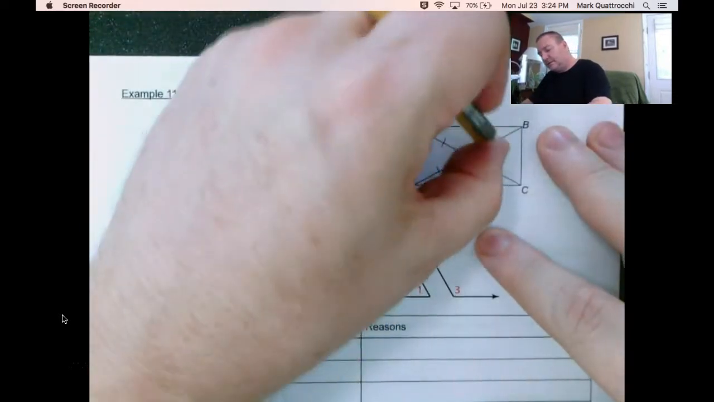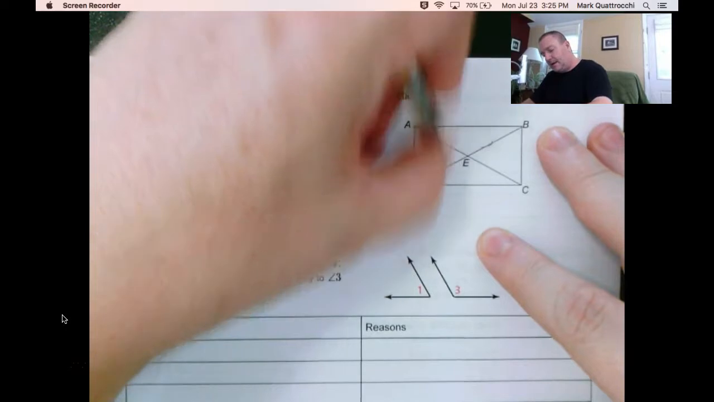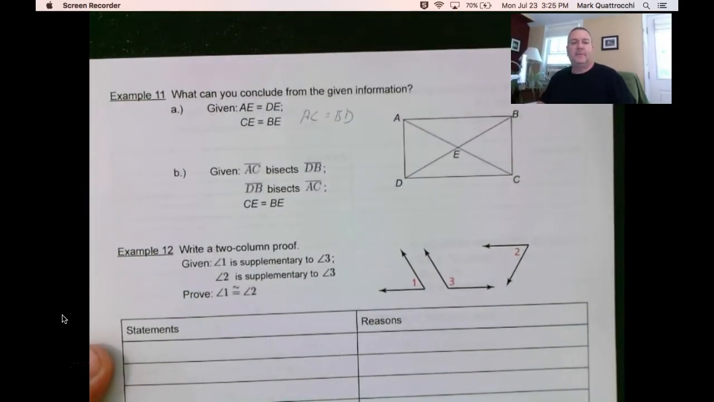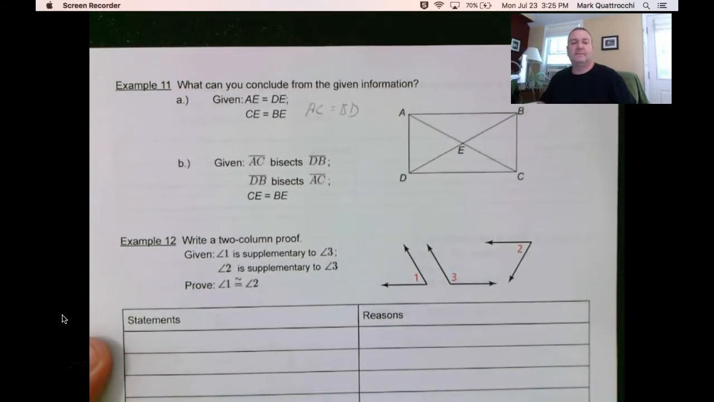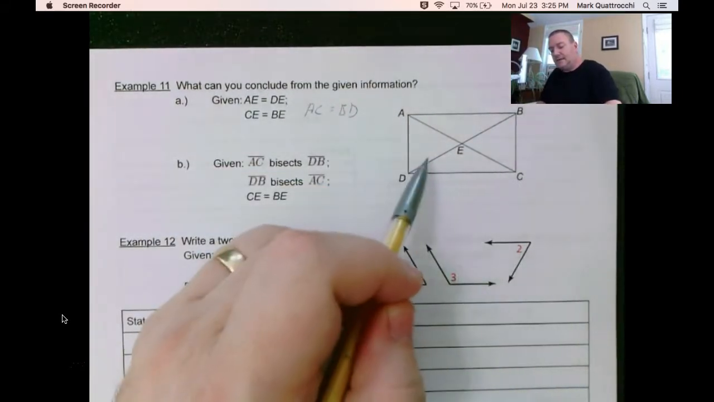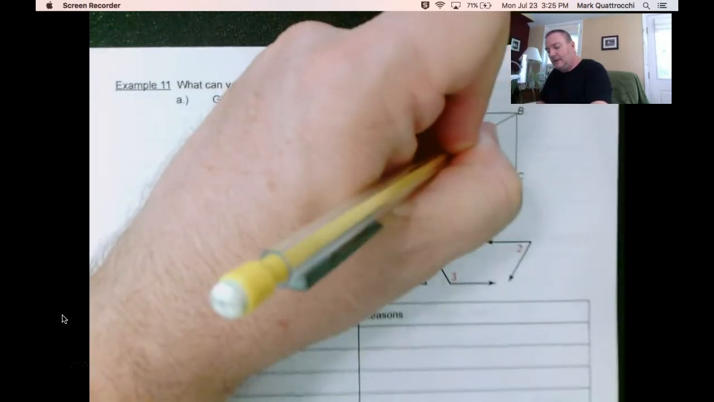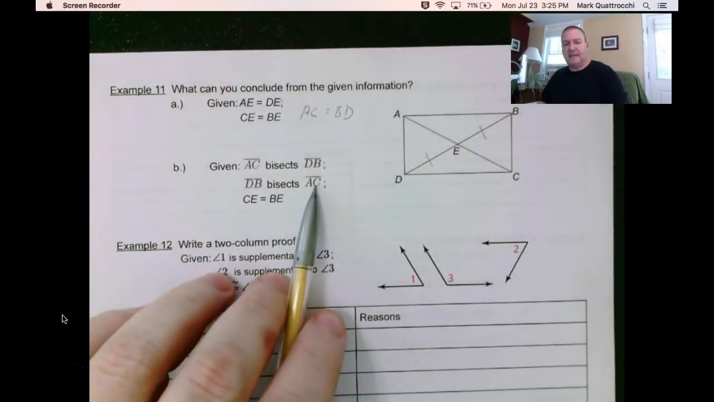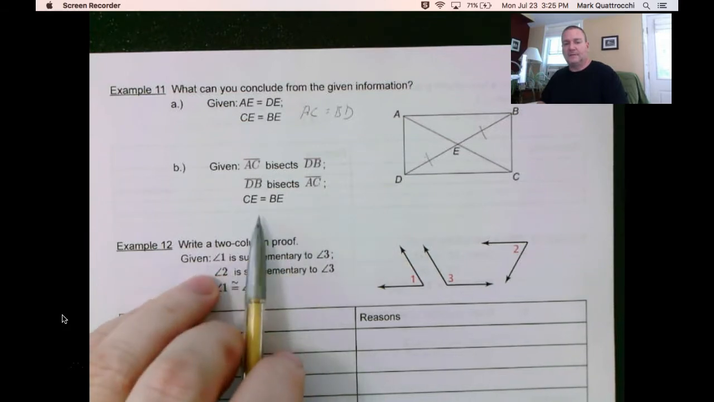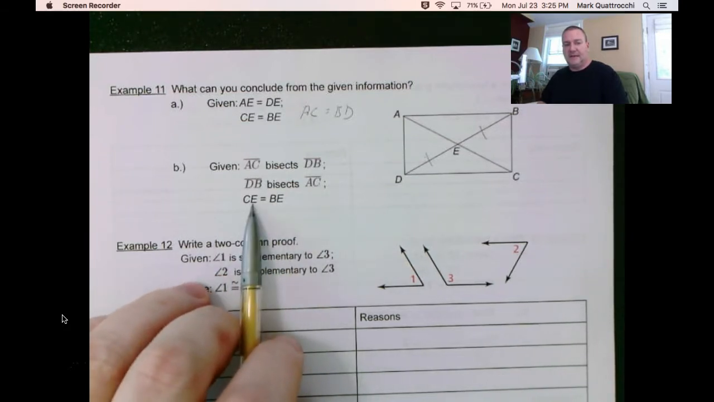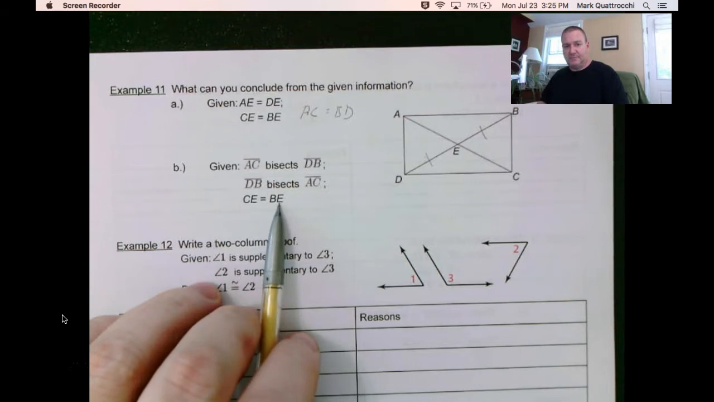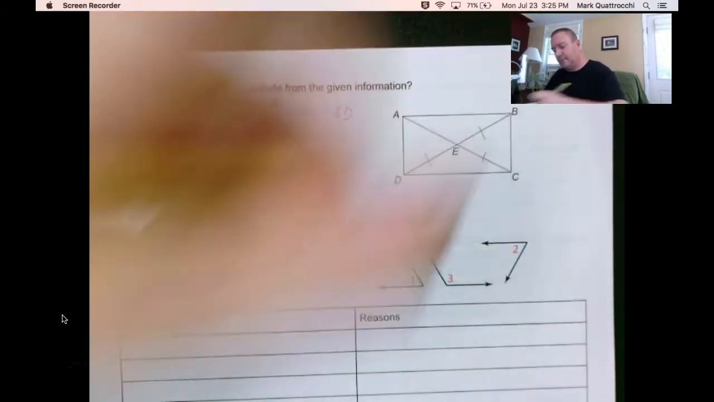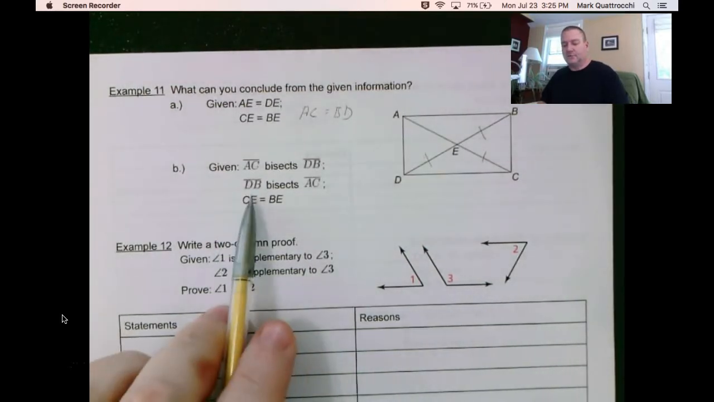Okay, part B. I'm going to erase the information from part A and start new. Segment AC bisects segment DB. So AC is bisecting DB. Okay. DB is bisecting AC, but I'm going to hold off marking that off because I'm going to mark this up first. CE has the same measure as BE. BE has one tick mark, so that means CE has to have one tick mark. Now let's go back to this one.